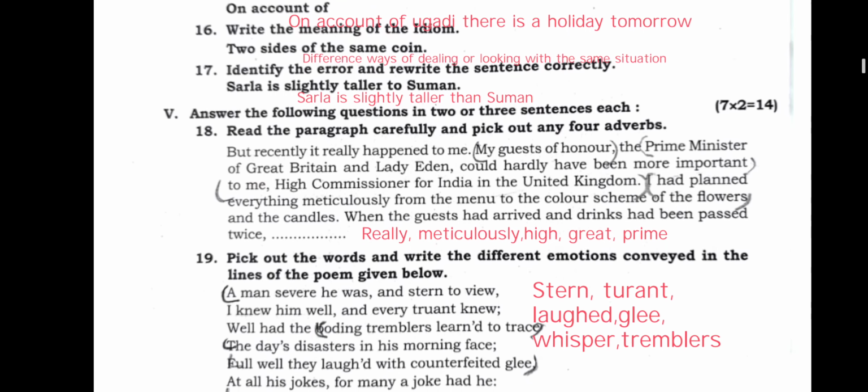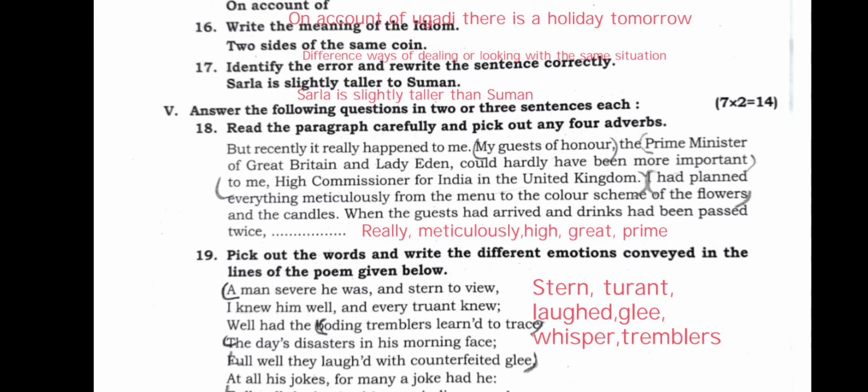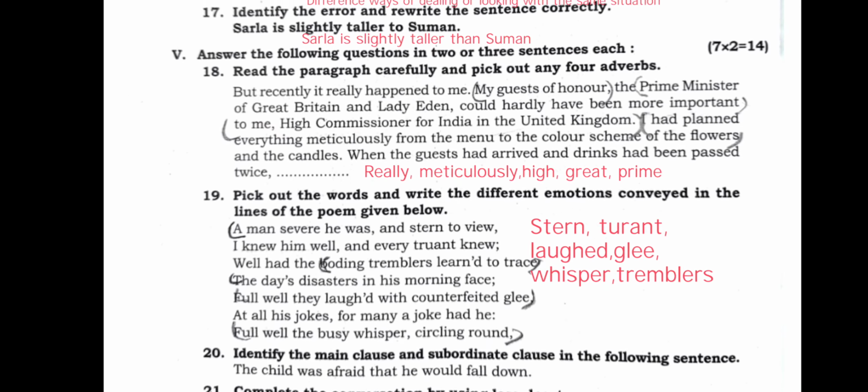So identify the error and rewrite the sentence correctly. Sarla is slightly taller to Suman. Sarla is slightly taller than Suman. So that is the answer. So next, read the paragraph carefully and pick out any 4 adverbs. So this is an entire passage, but recently it really happened to me. My guest of honor, the Prime Minister of Great Britain, and Lady Eden would hardly have been more important to me. As High Commissioner of India in the United Kingdom, I had planned everything meticulously from the menu to the color scheme of the flowers and the candles, when the guests had arrived and drinks had been passed twice. So what I think, it could be wrong also. So these are some of the ones which are really perfect, but you could be much better in answers. So really, meticulously, hardly, twice also will come into this section.